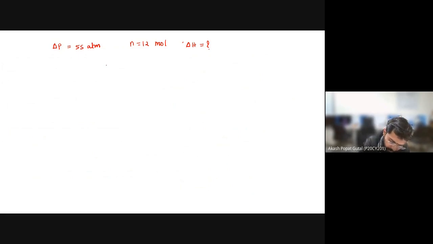We know that mu T is del H by del P at constant temperature. So we can write it for a big change as delta H by delta P, which is nothing but delta H by delta P, where delta P is nearly 55 atm, as given.